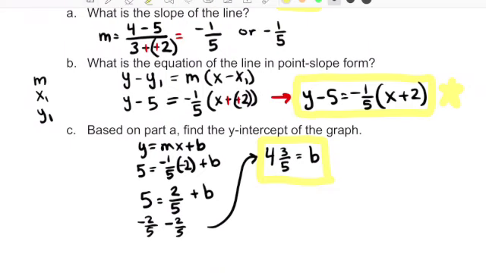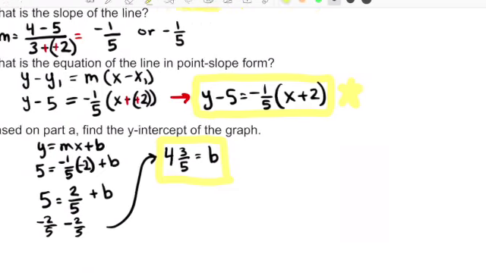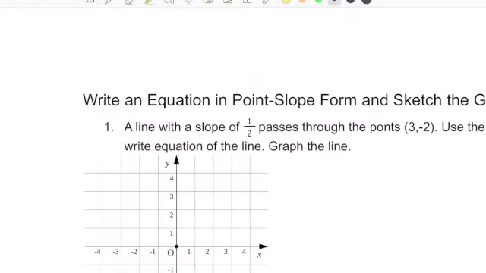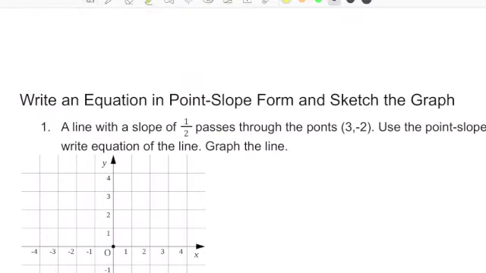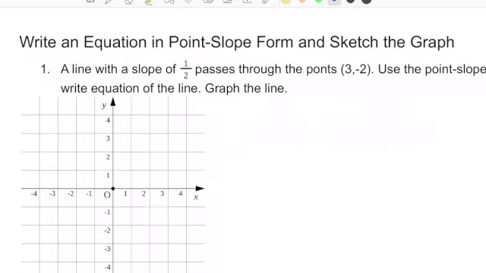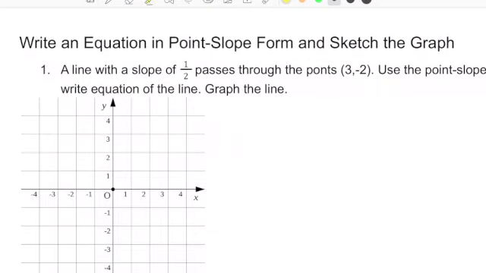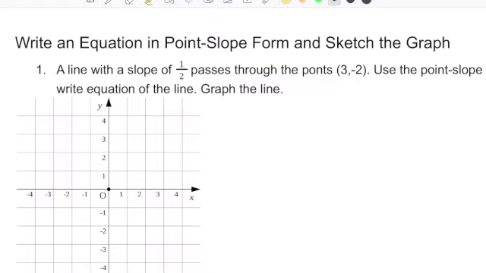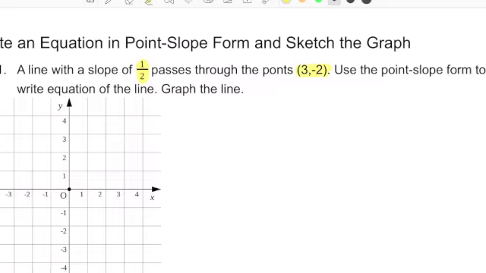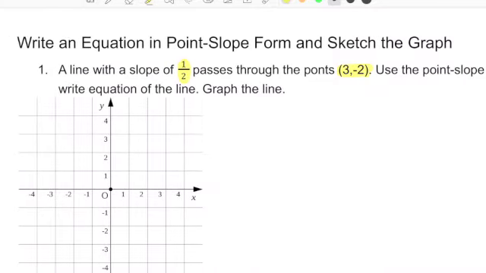Let's turn our page. In this section, we are writing an equation in point slope form and sketching the graph. A line with a slope of 1/2 passes through the point 3, negative 2. Use the point slope form to write an equation of the line. Graph the line.